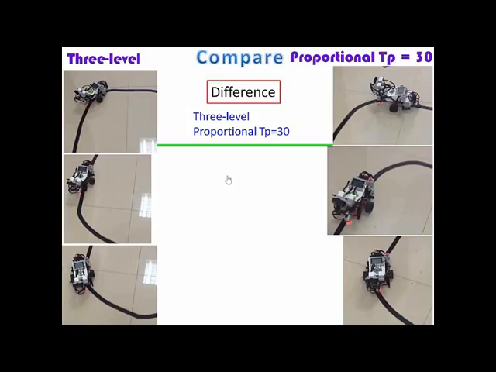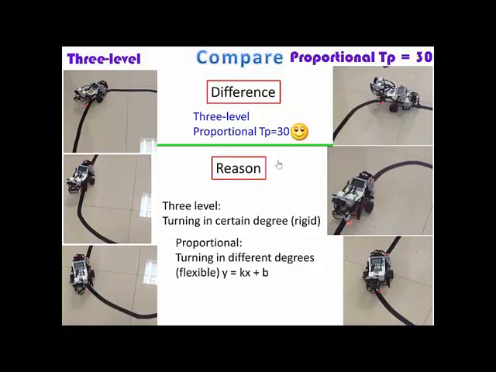First, I compare the 3-level robot with the proportional robot when the fundamental speed is 30. From the pictures, we can find that the proportional one is better. For the reason of it, the 3-level robot can only turn in certain degree, which is rigid, but the proportional one can turn in different degrees according to its position, so it's flexible.